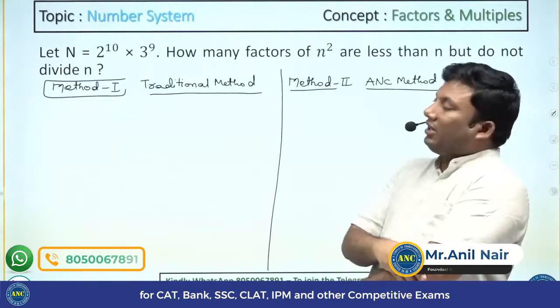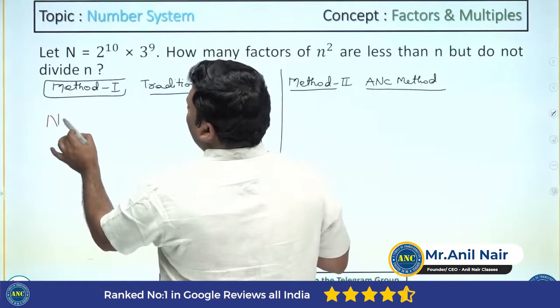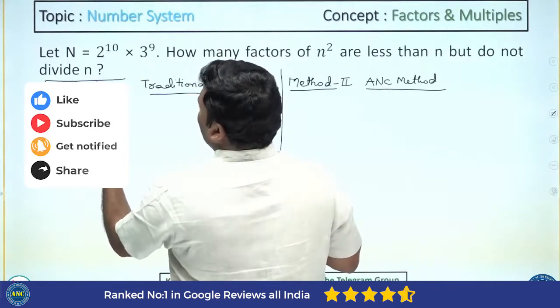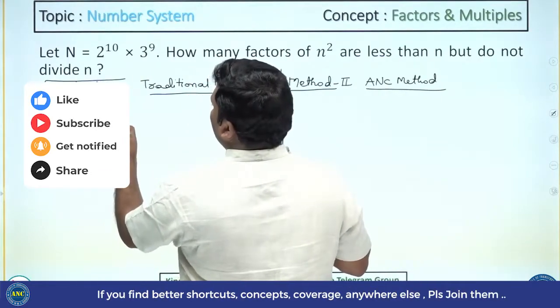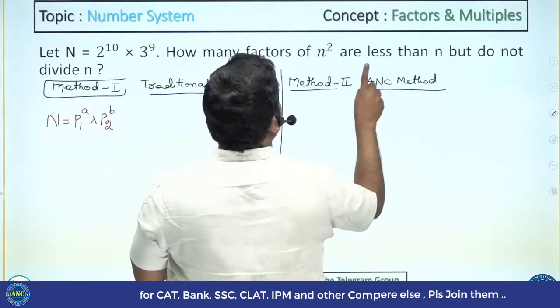n is 2 power 10 into 3 power 9. Part by part we will do it. 2 and 3 are prime numbers, p1 power a into p2 power b. How many factors of n square are less than n?